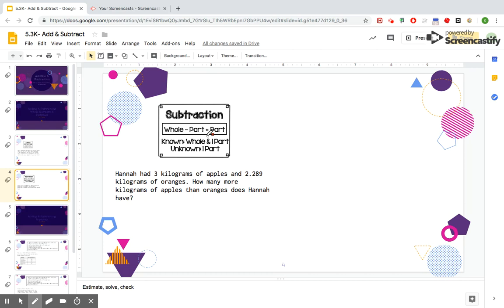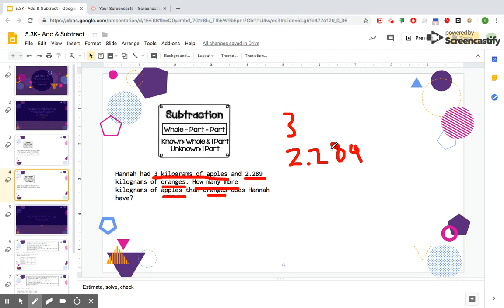We have the whole. We have 3 kilograms of apples. We have a part, 2 and 289 thousandths kilograms of oranges. We want to know how many more kilograms of apples than oranges Hannah has. So in order to figure out this problem, we are going to have to subtract. We'll subtract 3 from 2 and 289 thousandths.